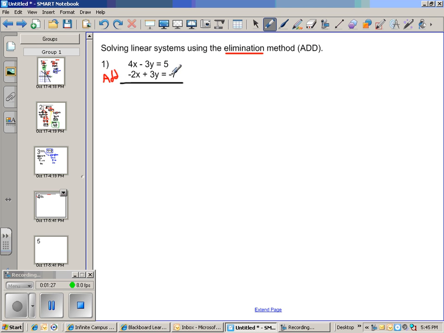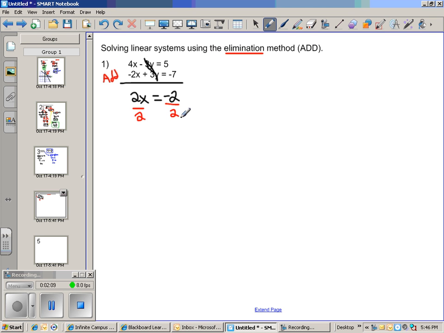I'm going to add here, and basically it's combining like terms. 4x plus negative 2x gives me positive 2x left over. Negative 3y plus 3y adds up to 0, or we say they cancel out. And then you have 5 plus negative 7, which is a negative 2. By using the first step of the elimination process, we were able to reduce this linear system down to a one-step algebra problem.